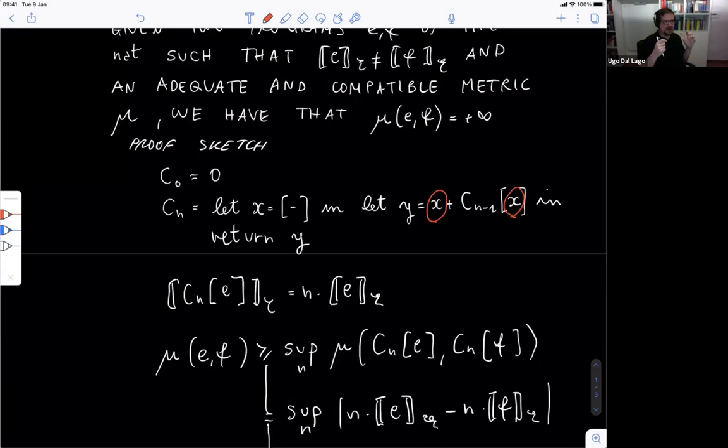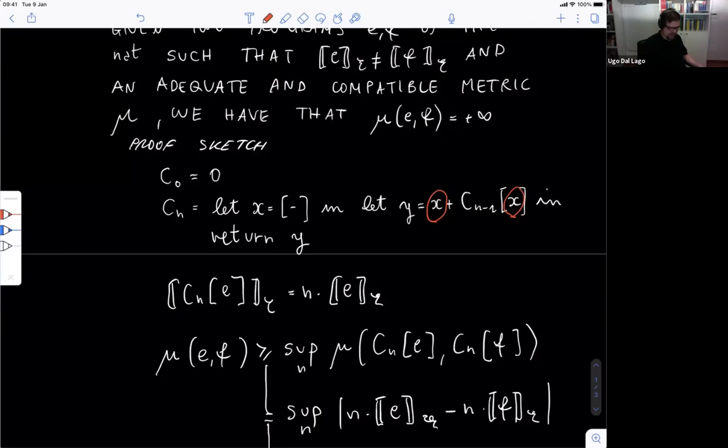So in other words, we really need to take care of how contexts, how the environment uses its argument, and not just whether the context can separate it or not. In particular, you need to take into account how much the actual context uses its argument. In this case, for example, CN uses its argument n times, or better, n minus one times.